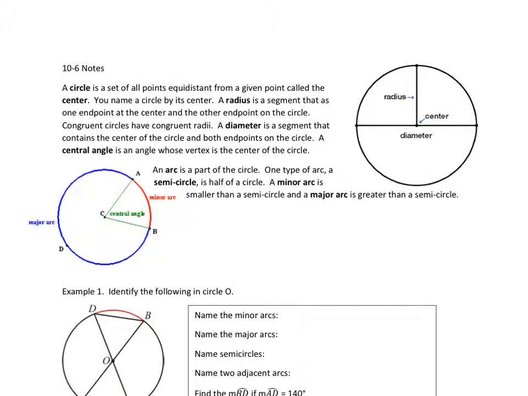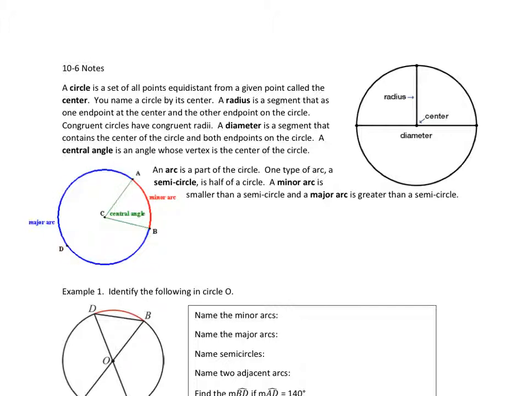A circle is a set of all points equidistant from a given point called the center. The radius connects the center to a point on the circle, and then a diameter goes through the center. A central angle is made up of two radii. So it's an angle. An arc is the outside part of a circle.